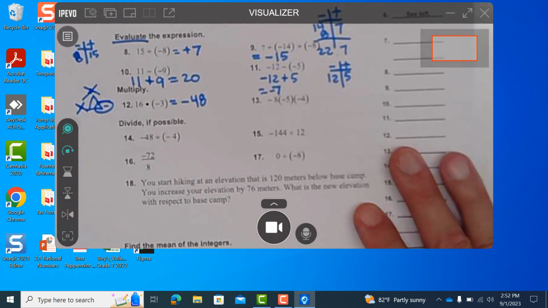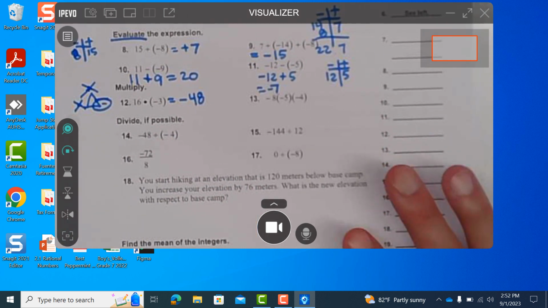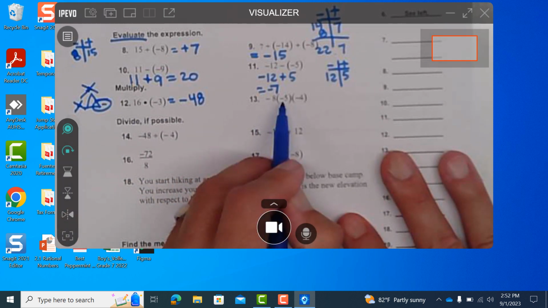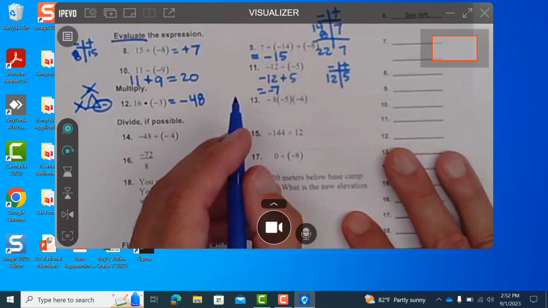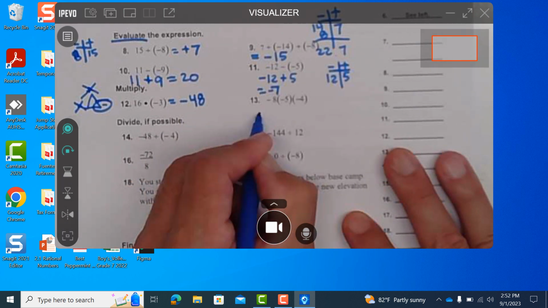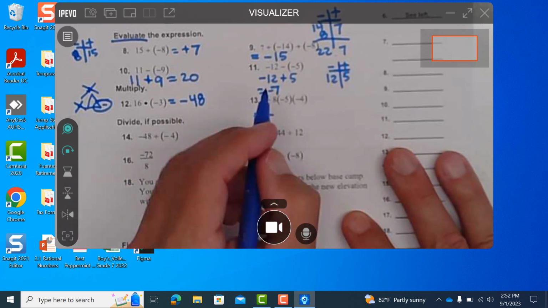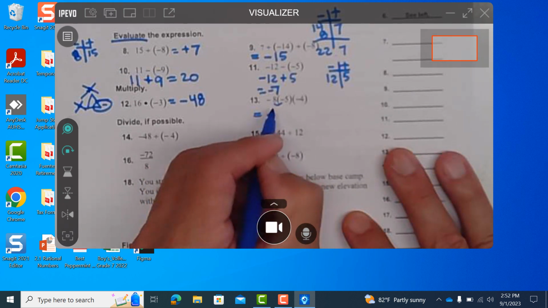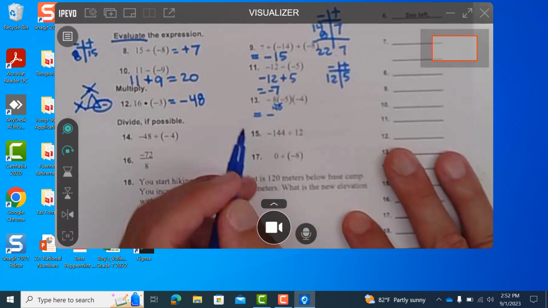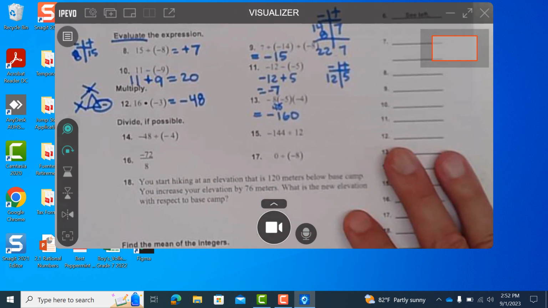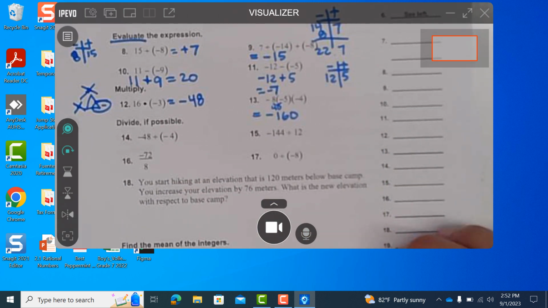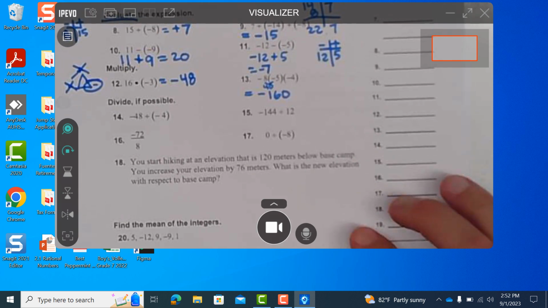You can multiply 3 numbers in any order. Since we have 1, 2, 3 negatives, any odd number of negatives in a problem of multiply or divide will give you an answer of negative. 8 times 5 is 40, and 40 times 4 is 160. The answer is -160.